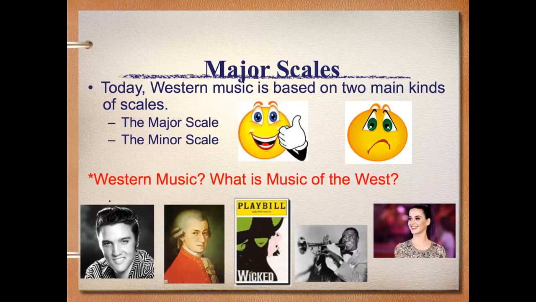Or musical theater. Wicked is an example of a very popular musical. This is in a minor scale. There's much more dissonance than that of Mozart or Elvis, but it is still tonal music.